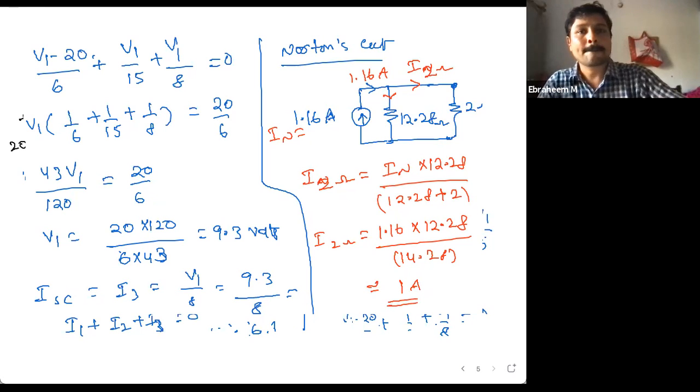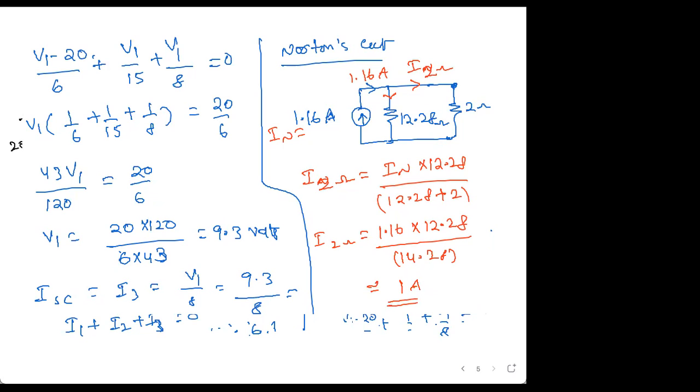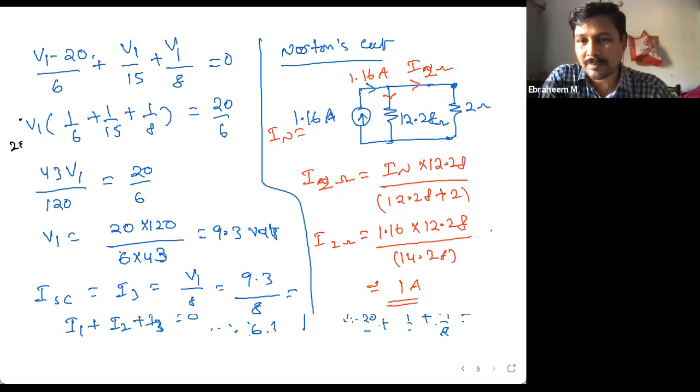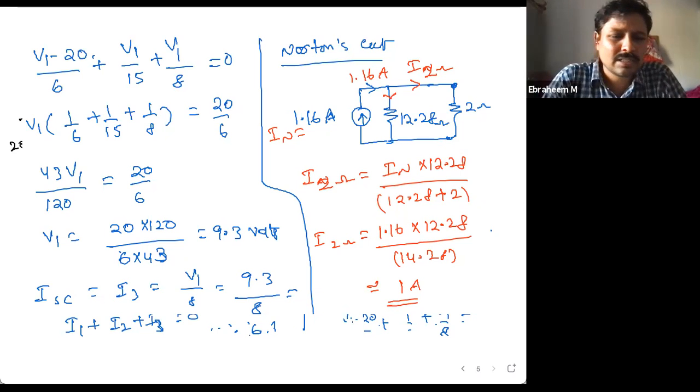Is it clear? Yes, sir. So in Norton's theorem also we got 1 ampere, just like in Thevenin's theorem. Once you calculate a Thevenin's equivalent circuit, you can simply convert it into Norton's equivalent circuit just using source transformation, which we have discussed in our previous slides.